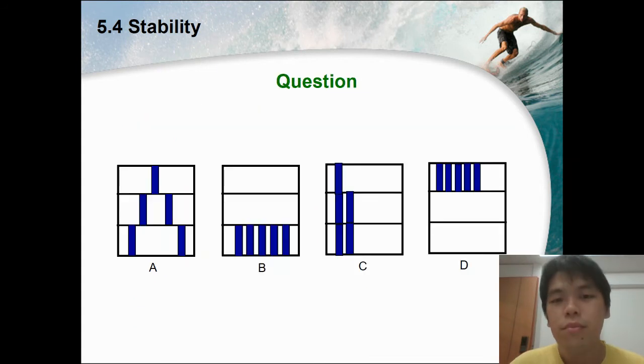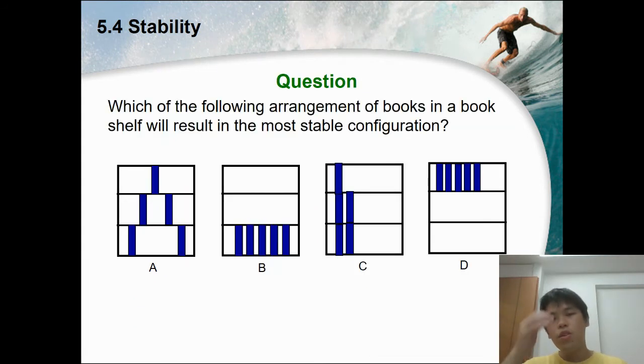Which of the following blocks will result in the most stable configuration? Remember two things: low CG, wide base area. But the base areas here are all the same, so we cannot think about base area. Let's look at low CG. Keep everything as low as possible. Yeah, the answer is B.